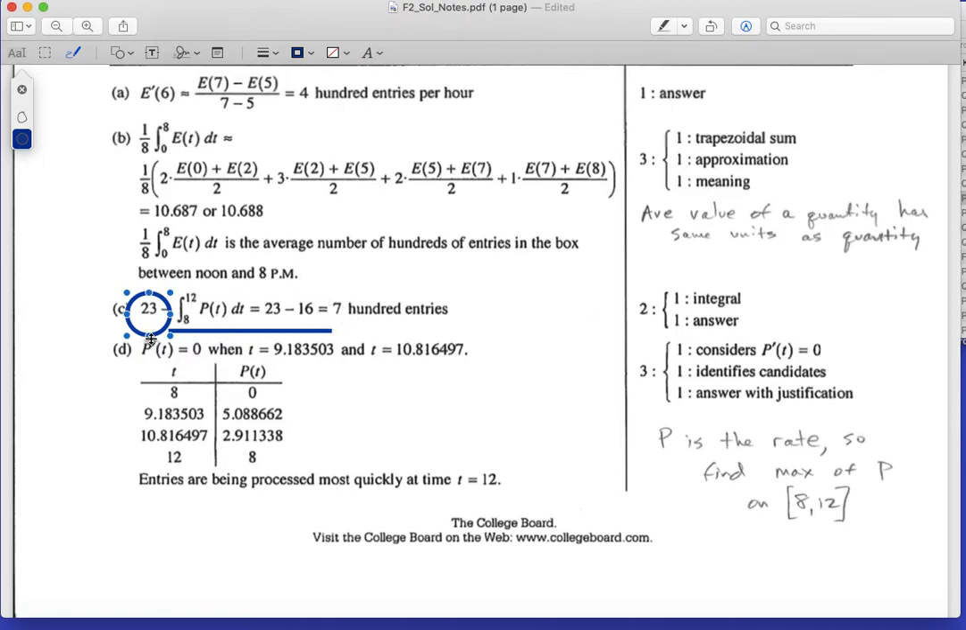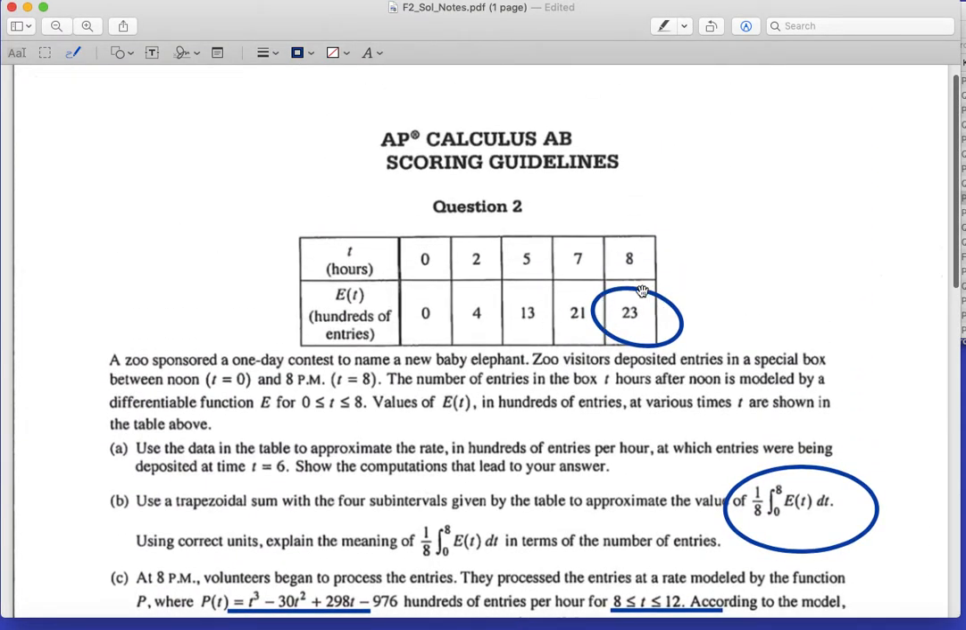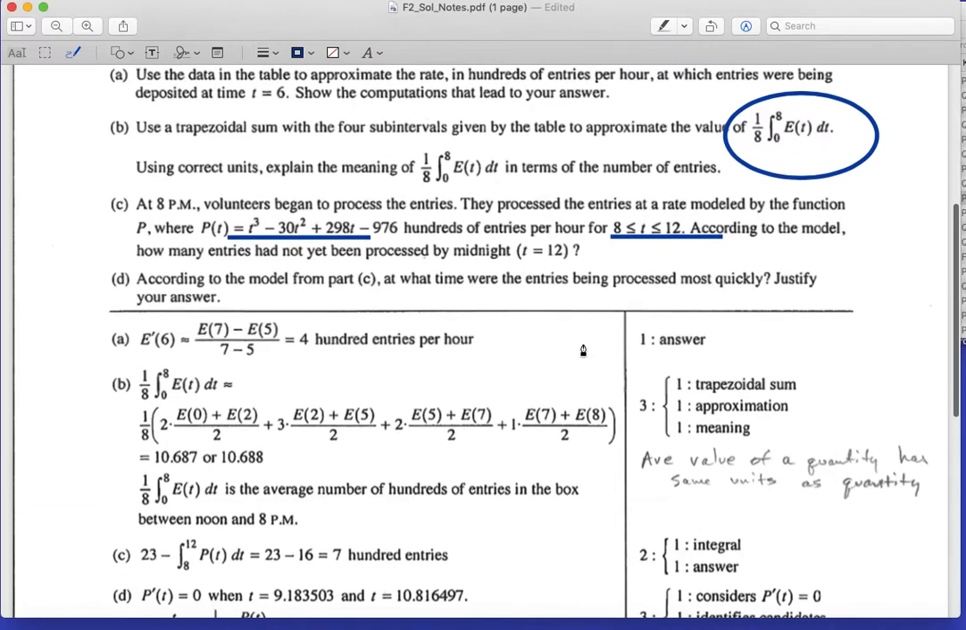If you subtract those two, the number of entries in the box minus the number of entries that were processed, that will give you the value. And again, it's in hundreds. Everything here is in hundreds of entries. So you had to know to take the number of entries here and subtract from it the integral of that, because the integral of that tells you the change in number of entries processed. And when you start at 0 and you change by 10, let's say, then your amount is 10.